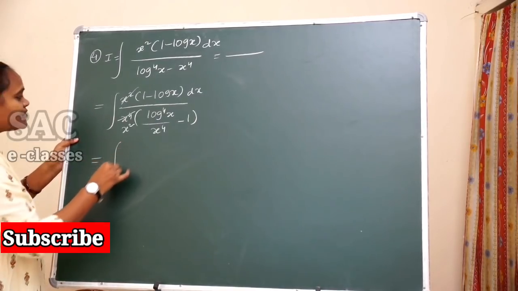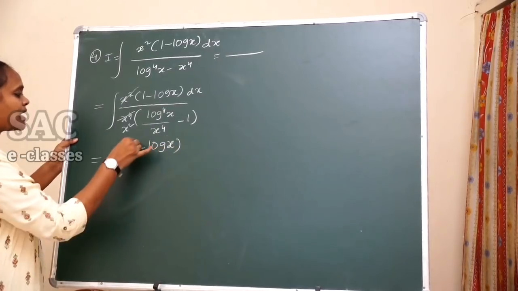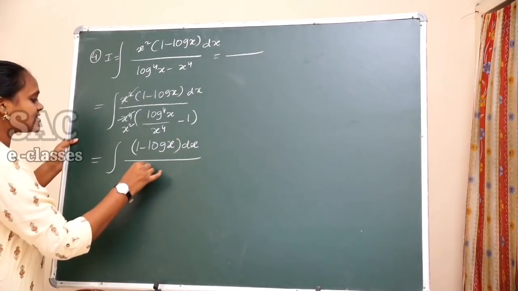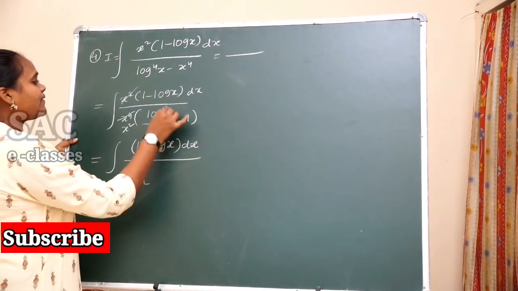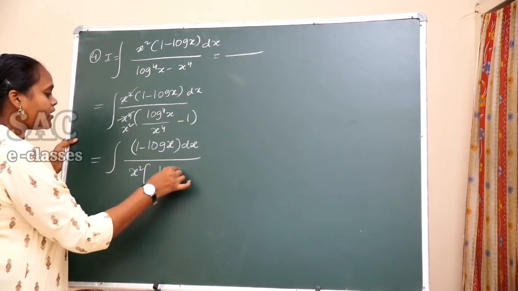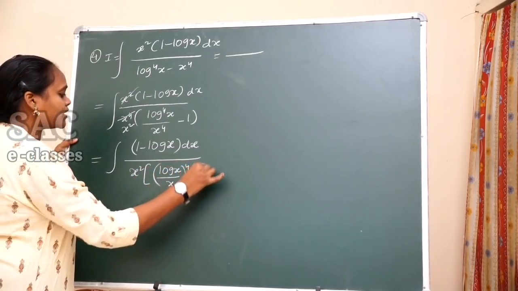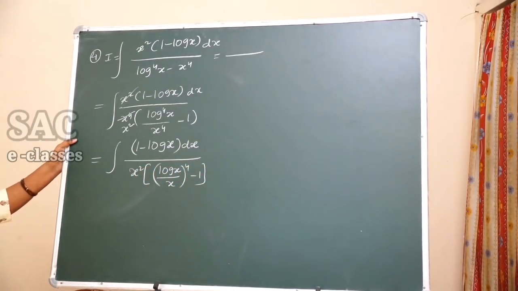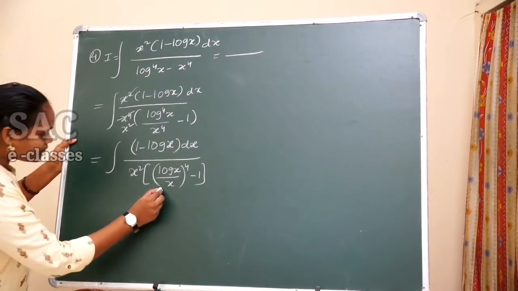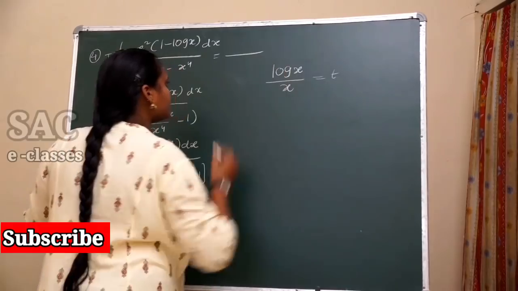Now if you observe that, what is the numerator left over after cancelling? 1 minus log x dx by x square into log power 4x by x power 4. So you can write it as log x by x whole power 4 minus 1. Can I write like that? Obviously you can write it. So what we are going to do is, I am taking that log x by x is some t.